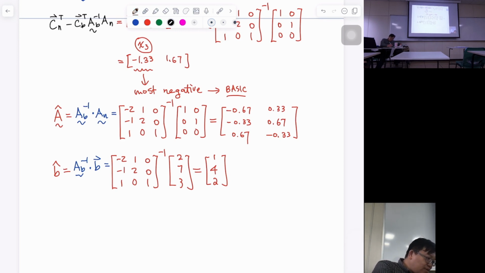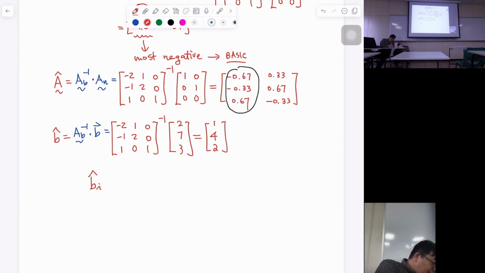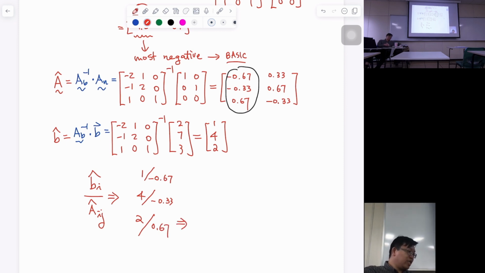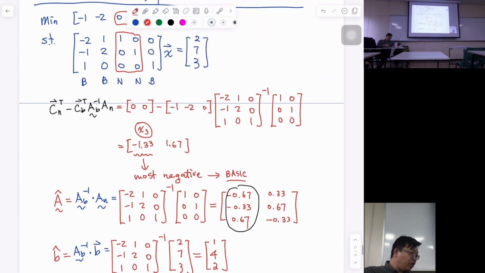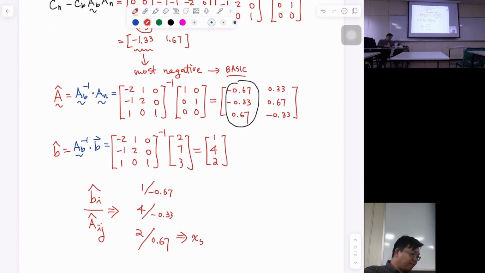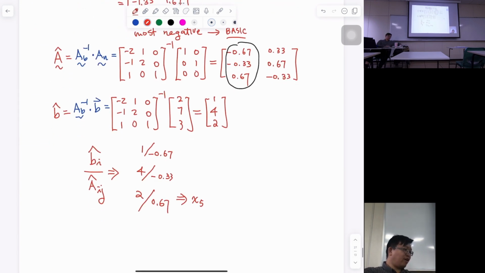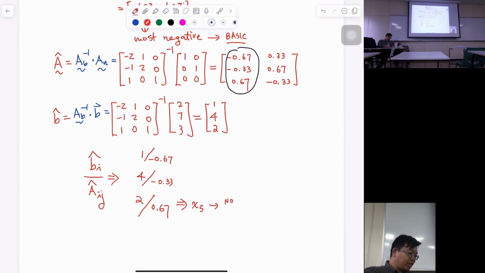Now the first column is chosen, so BI over AIJ is going to be 1, 4, and 2 divided by negative 0.67, negative 0.33, 0.67. Only this one is positive, so that one is chosen. And this will be the third basic, so this is x5. The third x5 will become non-basic.